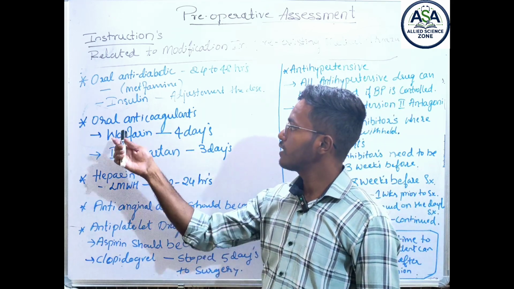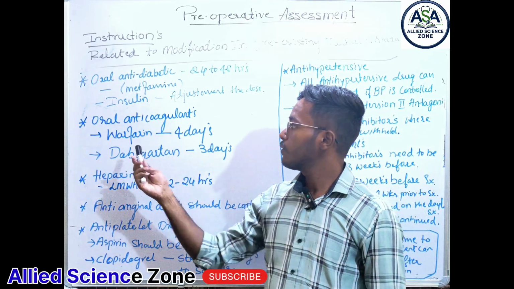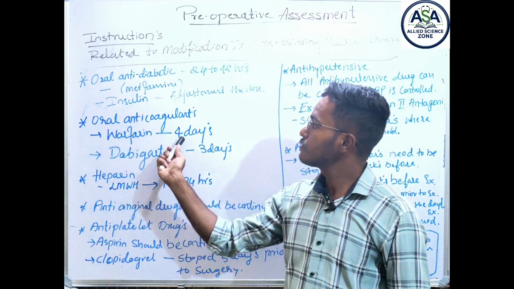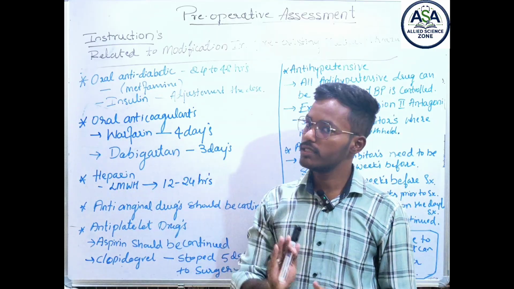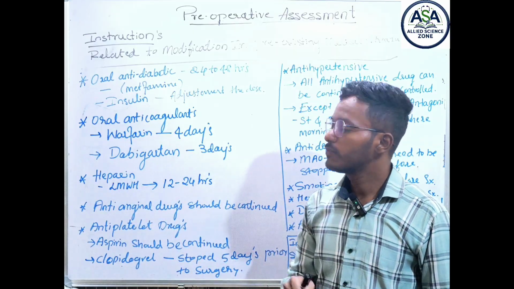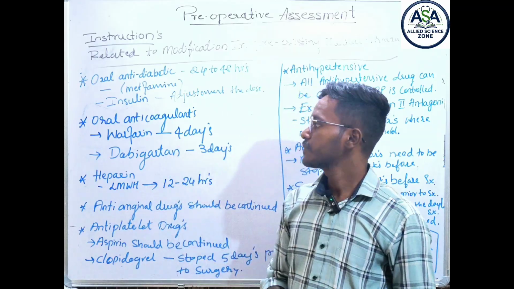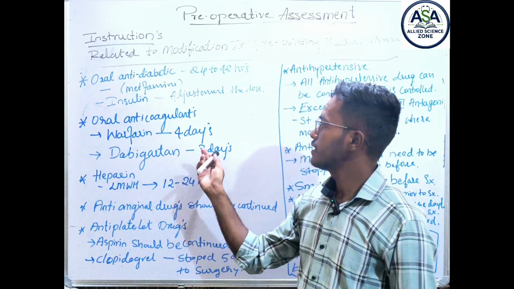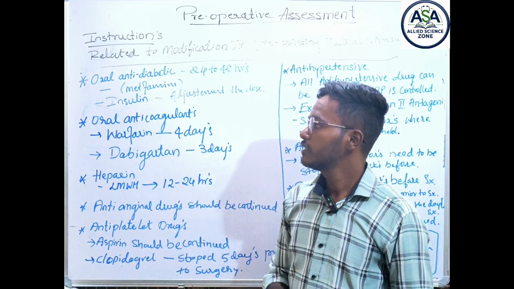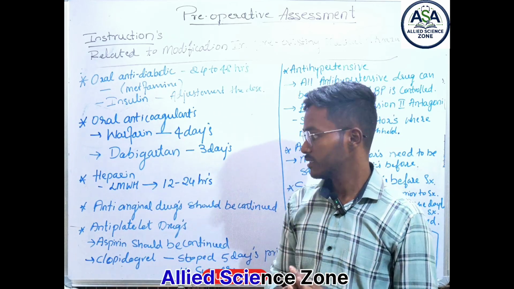And next one is oral anticoagulants. Oral anticoagulants means warfarin and dabigatran. Warfarin should be stopped 4 days before the surgery. 4 days before only we have to stop the warfarin. And dabigatran is 3 days. These two drugs are anticoagulants, and they should be stopped before surgery.